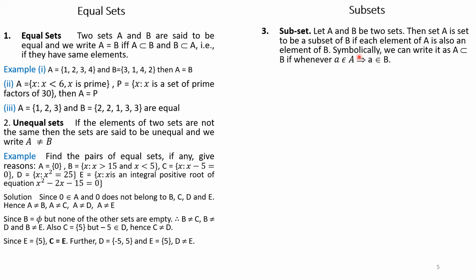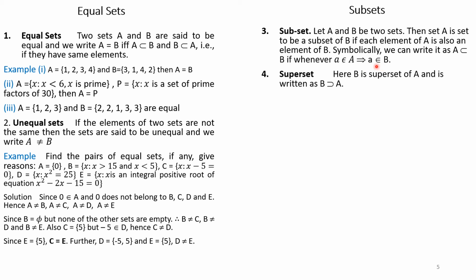Symbolically, we write the subset as A ⊂ B, if whenever a is an element of A, then a belongs to capital A and a also belongs to B. That is, small a belongs to both capital A and capital B. Then A is called a subset of B.